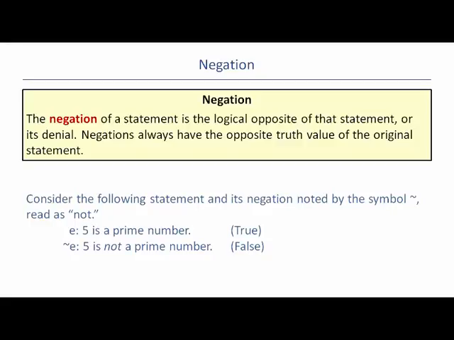5 is a prime number becomes 5 is not a prime number. 2 is the first even number becomes 2 is not the first even number. It's really easy just to slap a not onto most of these. Today is Monday, today is not Monday. You see, it really is that simple.